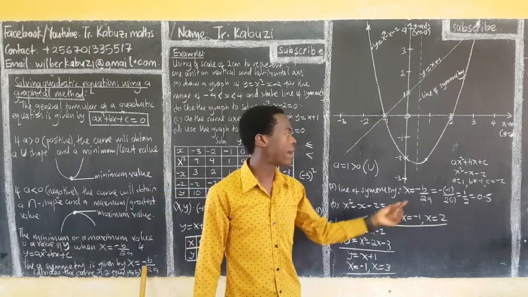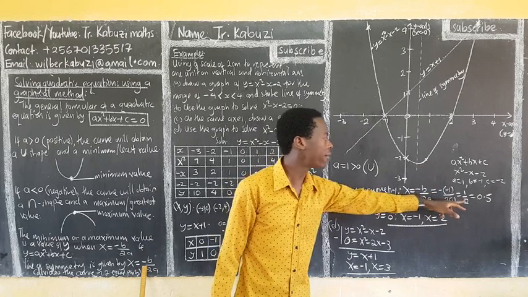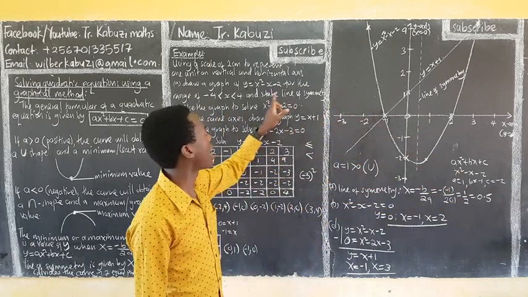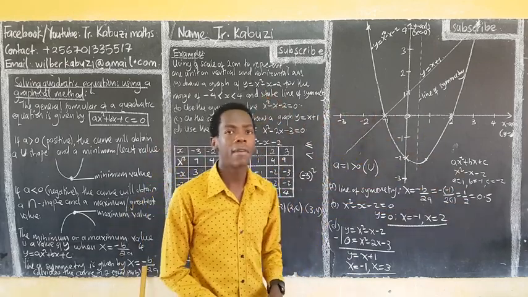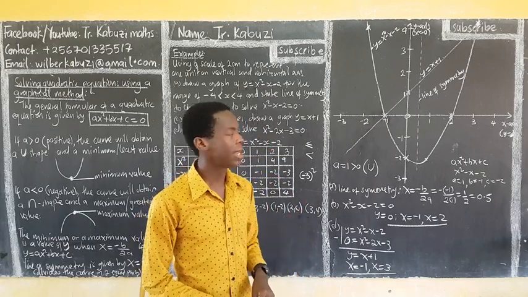If they ask you for the minimum value, this one is going to be the minimum value. Just get the value of x here and substitute it in this y. That's when you get the minimum value. But we are going to see most of these when we come to the next question.